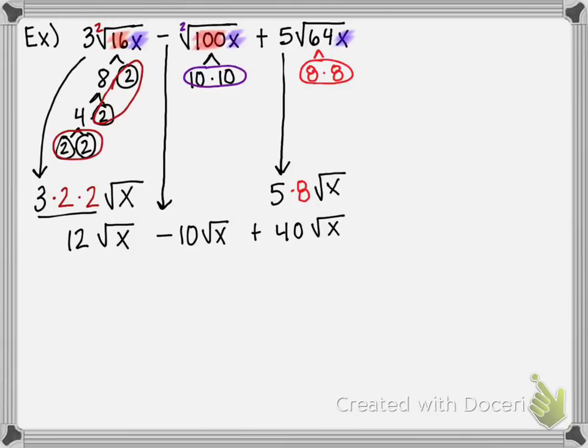And then square root of x, all of the indexes are 2, 2, 2, 2, and all the radicands are the same, so we can combine. 12 minus 10 plus 40 is 42, square root of x. Oh, oops, sorry, that went too fast. And that's your final answer. You box this.